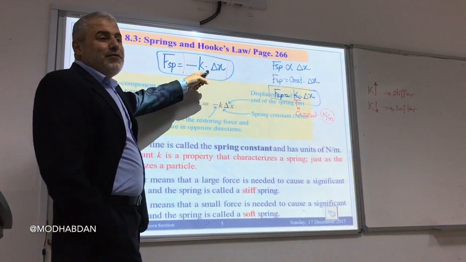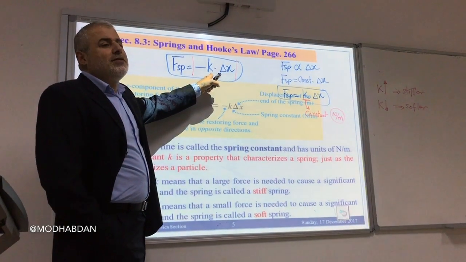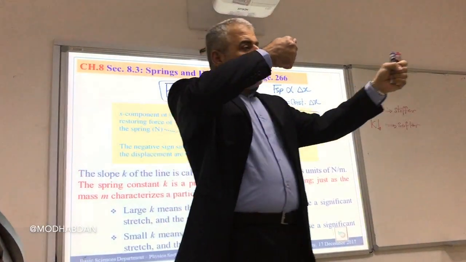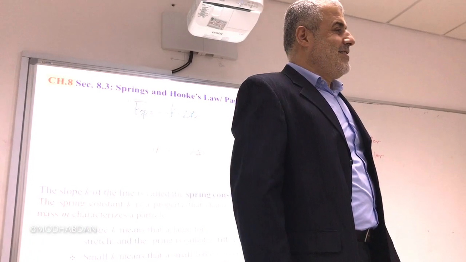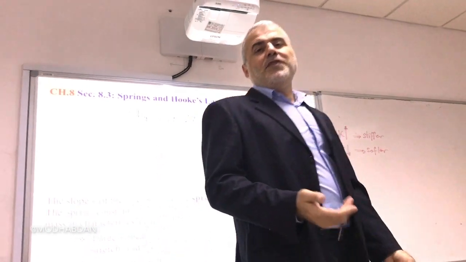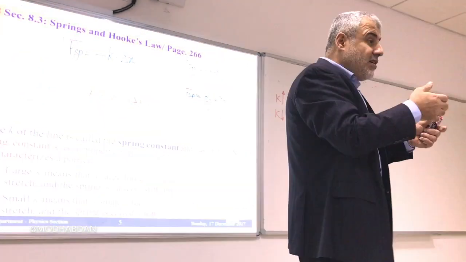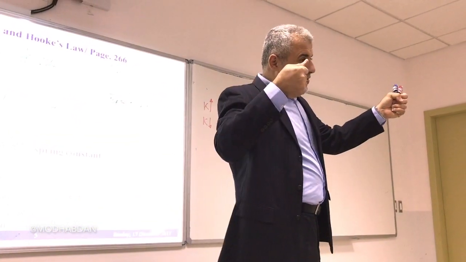This is sometimes confusing for them. Some students say K is only for springs. No. Sometimes if you have a bow and arrows, there is a K also for it. Sometimes you can use a very stiff one, so the charge you cannot simply pull it backward.